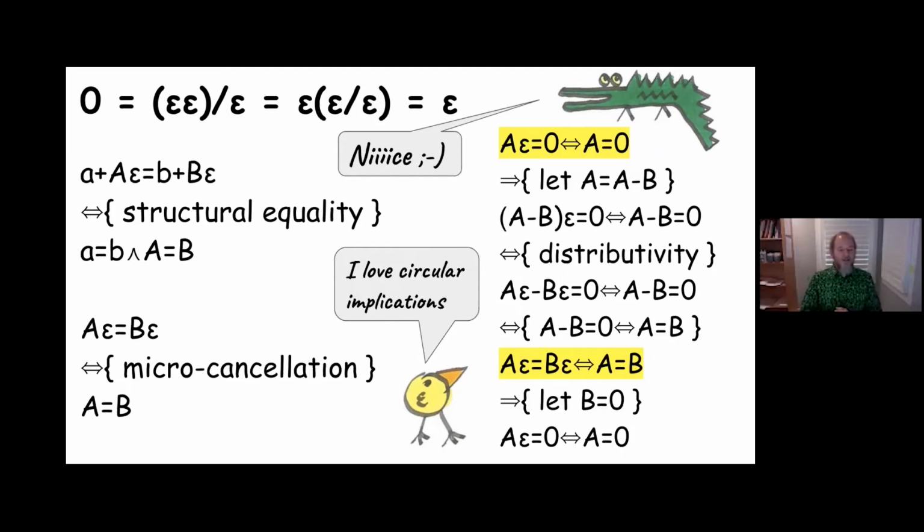So this is called micro cancellation. And instead of using division by epsilon, we're going to stick with micro cancellation. So if we can show that A epsilon equals B epsilon, then we can drop the epsilons and conclude that A equals B. But again, from a programming perspective, really what we're saying is that these things have structural equality. And on the right, there's another way to define micro cancellation, but it doesn't really matter here.